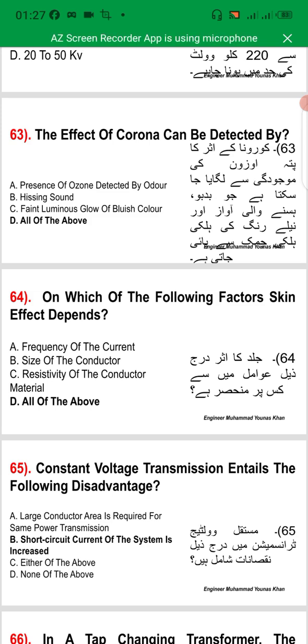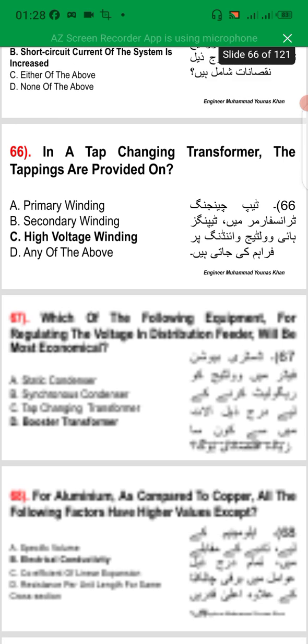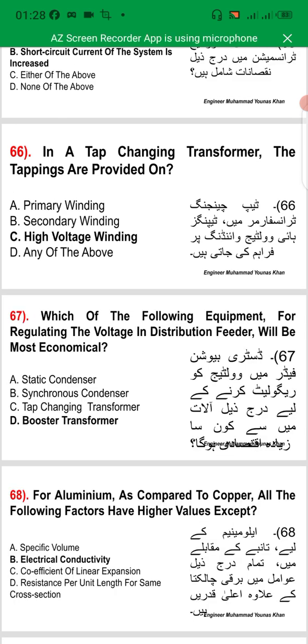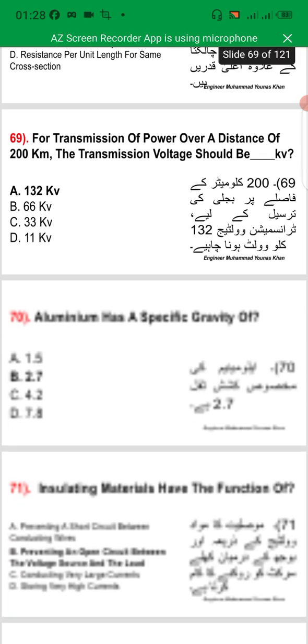On which of the following factors does skin effect depend? Frequency of current, size of the conductor, resistivity of the conductor material, all of the above. Constant voltage transmission entails the following disadvantage: short circuit current of the system is increased. In a tap changing transformer, the tappings are provided on high voltage winding. Which of the following equipment for regulating the voltage in distribution feeder will be most economical? Booster transformer. For aluminium as compared to copper, all the following factors have higher values except electrical conductivity.